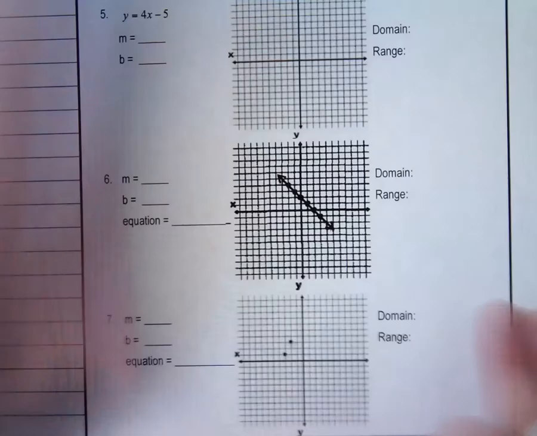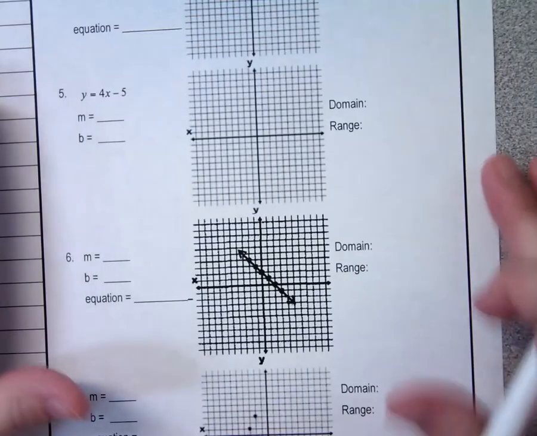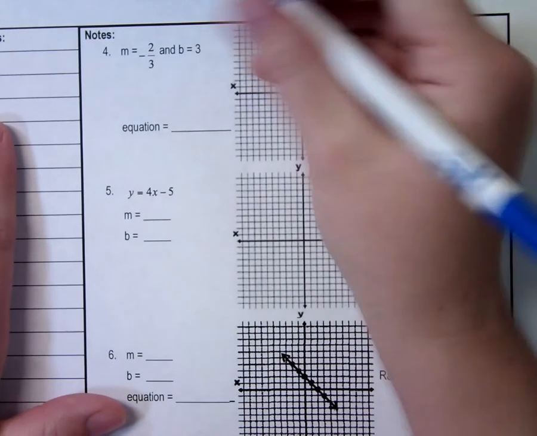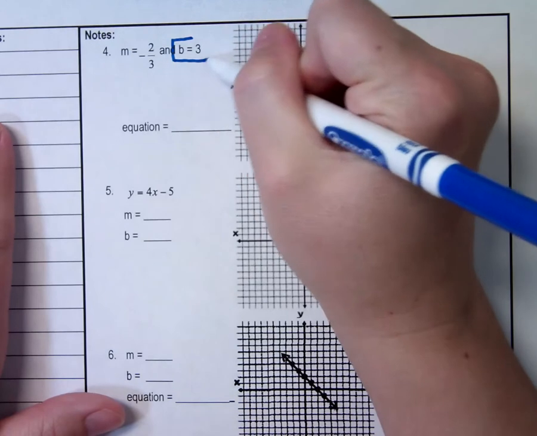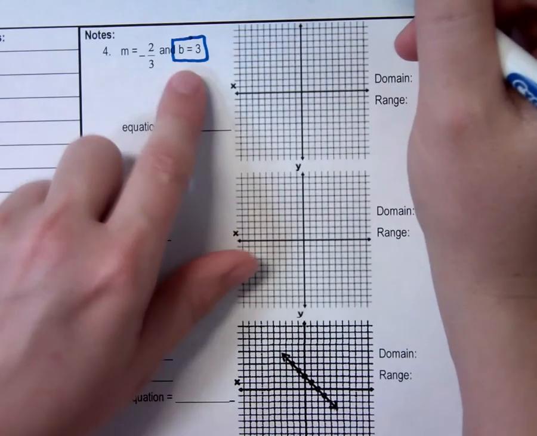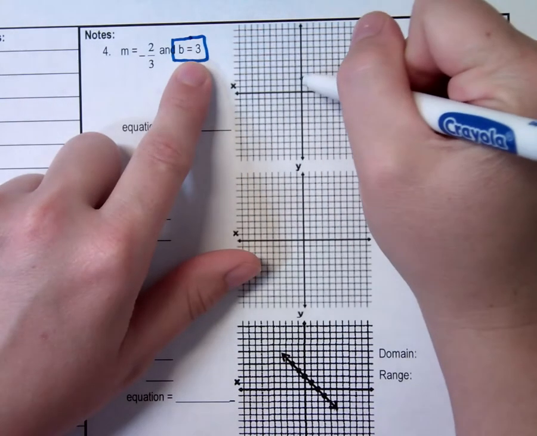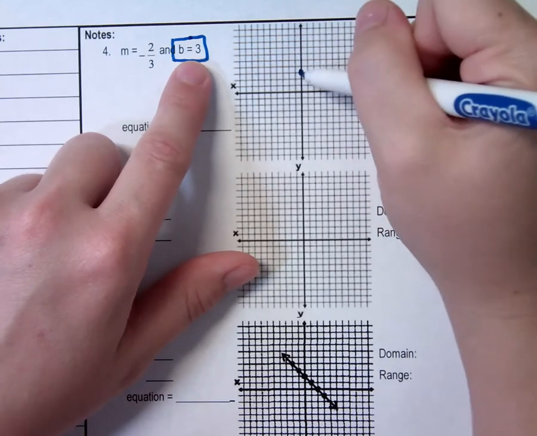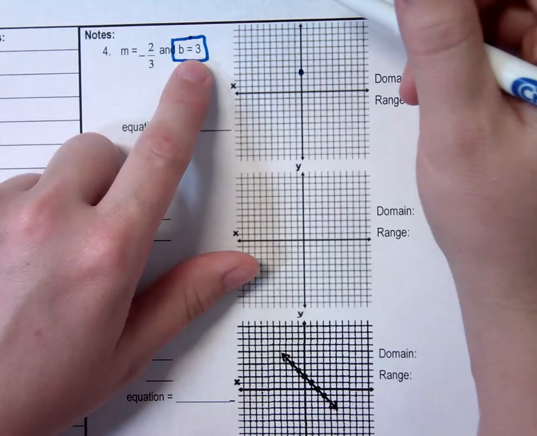Okay, let's flip to the back side. Okay, on this problem, we are given the slope and the y-intercept. So the y-intercept is a point, so I'm going to start with that. So I'm going to plot my y-intercept at 3. Remember, y-intercepts are where the graph touches the y-axis. So that's why I went to 3 on the y-axis.